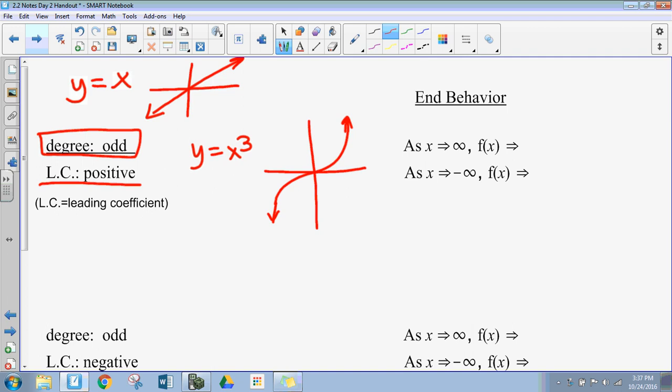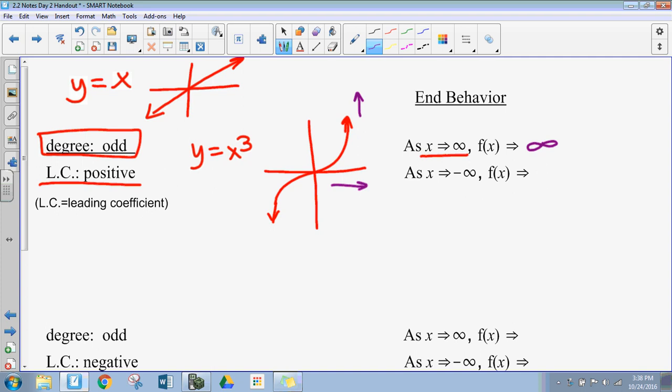Now we have to be able to describe the end behavior. Always think back to what y equals x looks like for an odd degree with a positive leading coefficient. As x is approaching positive infinity, going in this direction to the right, what is happening to f of x, or y? Well, my y's are going up all the way to infinity. So f of x is approaching positive infinity.